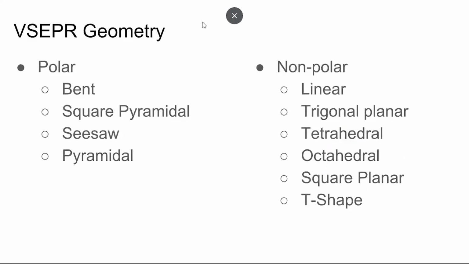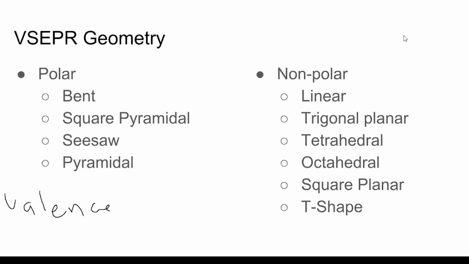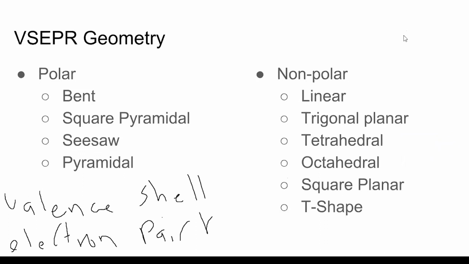All right, so VSEPR geometry. Valence shell electron pair repulsion geometry. You don't need to know the exact definition of it, or the exact abbreviation of it. Oh, no, we're not supposed to show that yet. But I'm just going to write it down here. Valence shell electron pair repulsion.